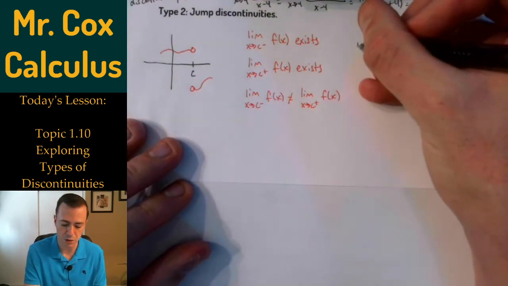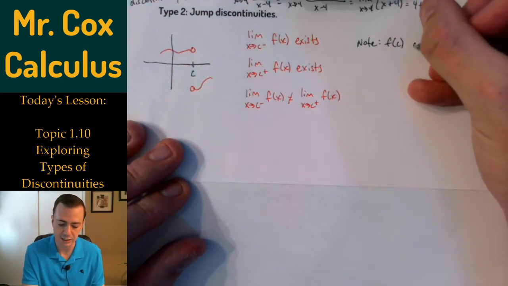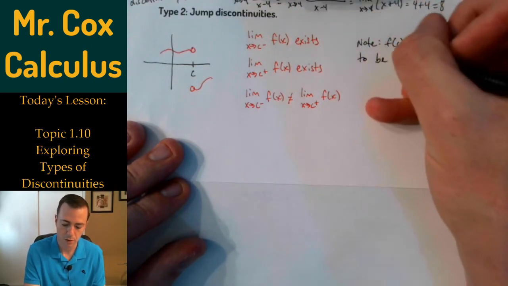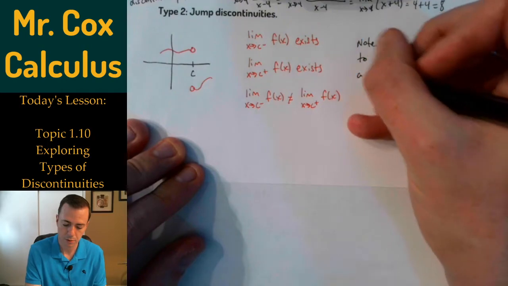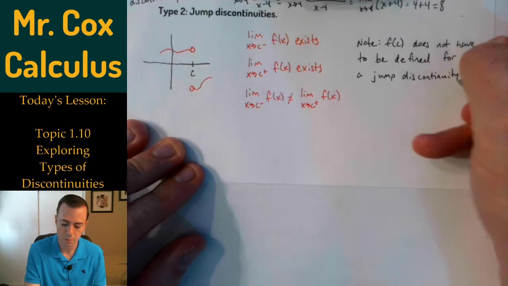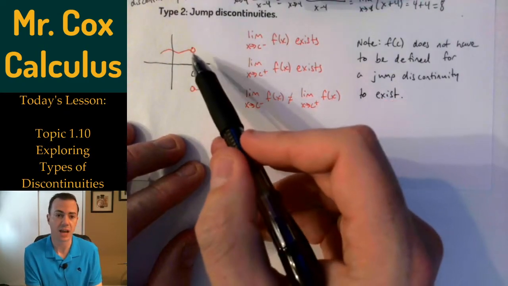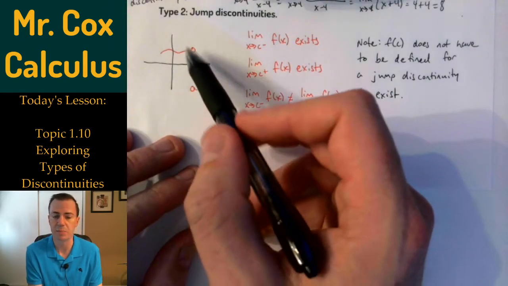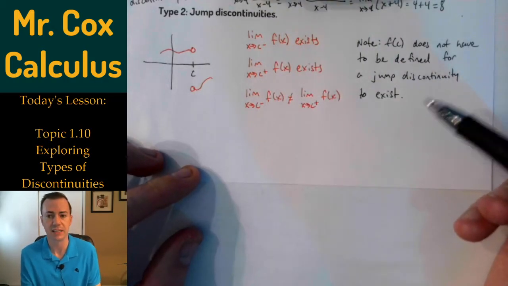We should also make a note here, very similar to when we talked about removable discontinuities, that f of c does not have to be defined for a jump discontinuity to exist. In other words, I could have let f of c be this value from below, I could have let it be this value from above, I also could have just let it be any value I wanted. This discontinuity does not hinge on what f of c is doing.